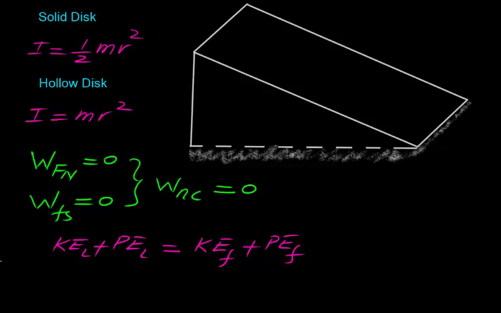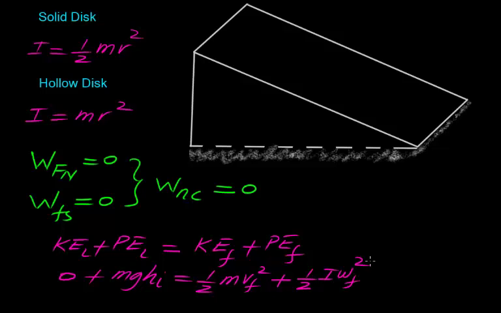Since the objects are going to be released from rest, the initial kinetic energy is going to equal 0. The potential energy is going to equal mgh initial. The final kinetic energy is in two forms: the translational kinetic energy, which is 1/2 mv final squared, plus 1/2 I omega final squared. The potential energy final is going to be 0 because we are going to use the bottom of the incline to be the reference point of measurement for our heights.